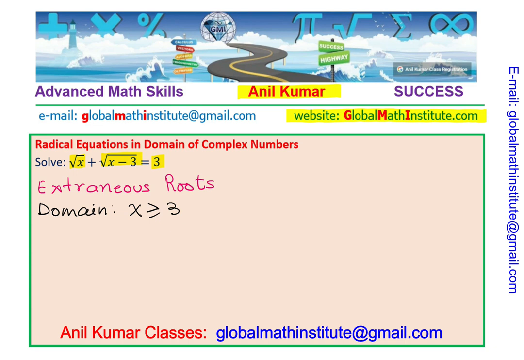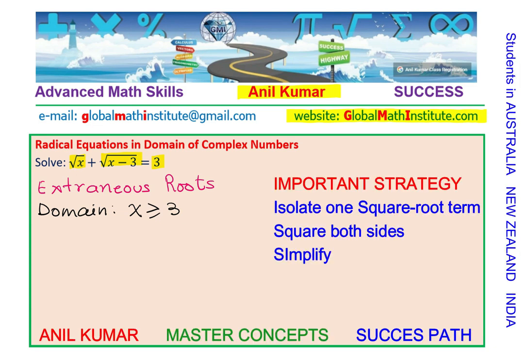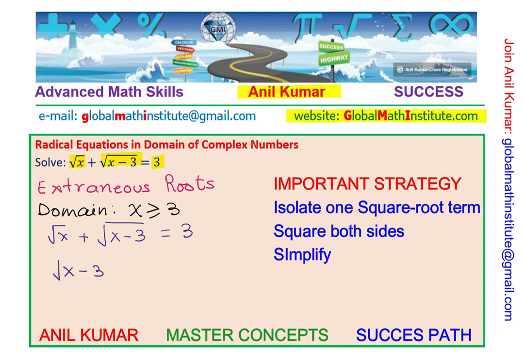Now let's look into the solution of this problem. So let's rewrite the equation, which is square root x plus square root of x minus 3 equals 3, right? Now take one of the square roots on the right hand side. Square root x is the simpler one, so we'll take that one. So we have square root of x minus 3 equals 3 minus square root of x. Now we'll square both sides, getting rid of the radical sign from the left, and here we get 3 minus square root of x whole square.